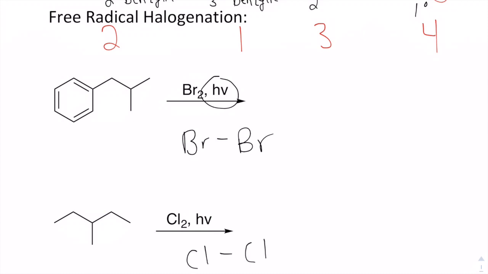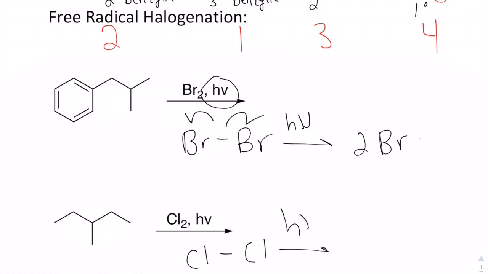That light has a high enough energy or a high enough frequency to homolytically cleave this bond to generate 2 bromine radicals. And likewise over here, we could show these half arrows where we generated 2 chlorine radicals.